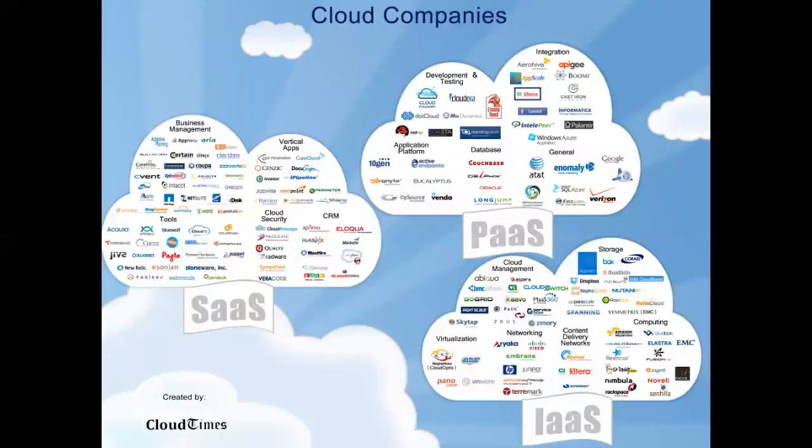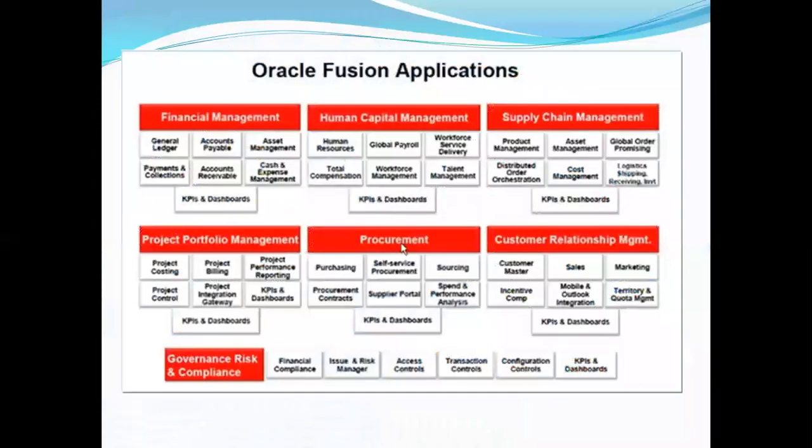I have just given a graphical representation of a list of companies, that's it. Now, what are the Fusion application modules we have? In Fusion, we have financial management, human capital management, supply chain, and these kinds of modules. Out of all these, we will be mainly focusing on general ledger, accounts payable, asset management, payments and collections, accounts receivable, cash and expenses, KPIs and dashboards. We will be discussing only financial management, only this area.